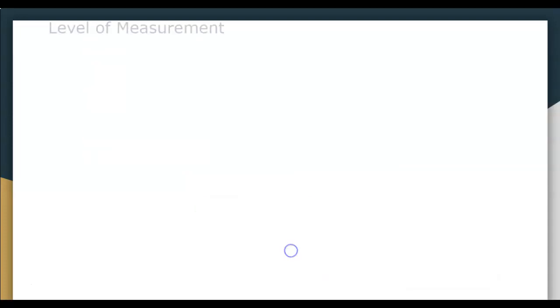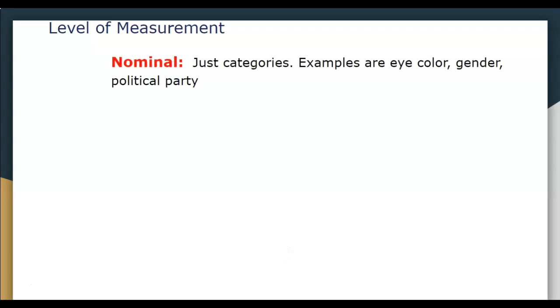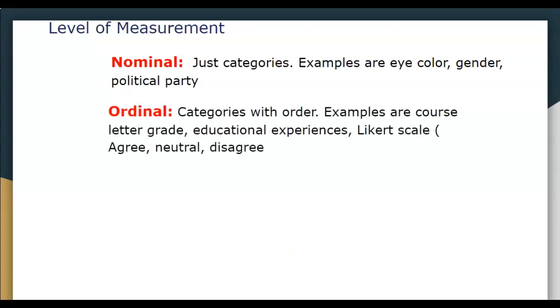Now, kind of related to the types of data are the levels of measurement. So instead of classifying the variables as qualitative or quantitative, we can assign a level of measurement to the variable. First one is the nominal level of measurement. It's just a category. Examples are eye color, gender, political party. Ordinal is categories with order. Examples are course letter grade, A, B, C, D, education experiences, Likert scale, agree, neutral, disagree.